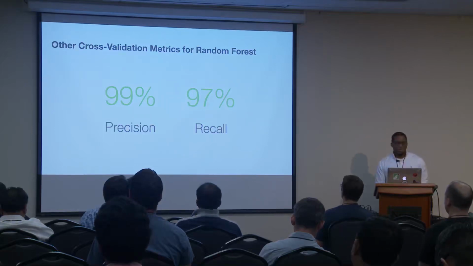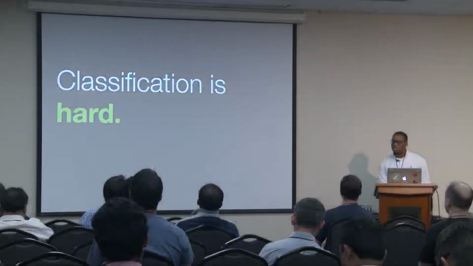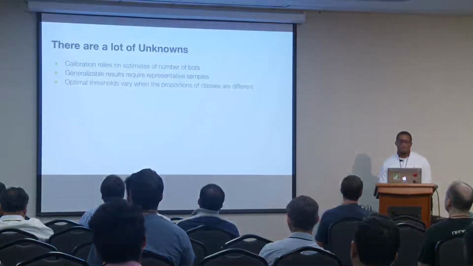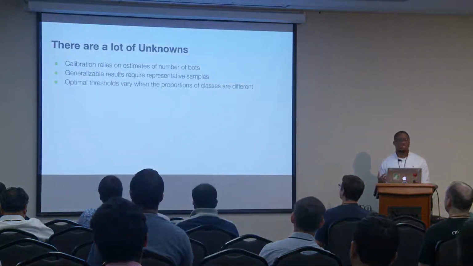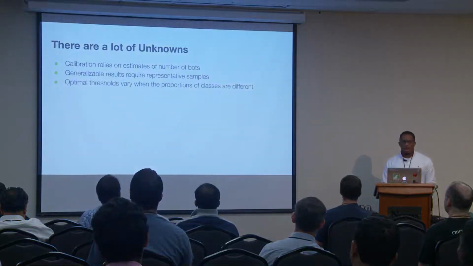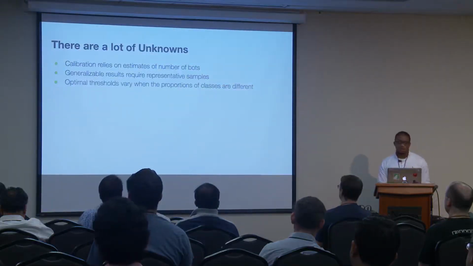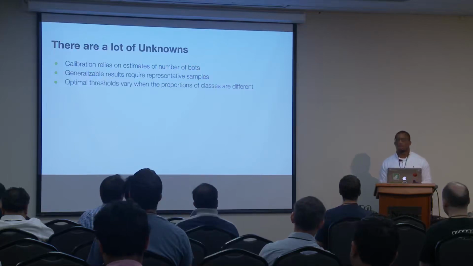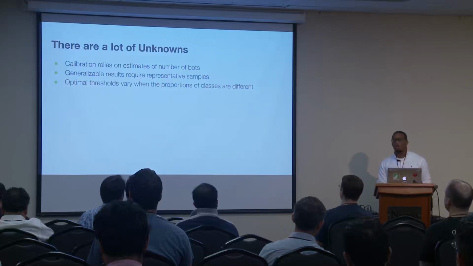But what I want to make sure that I drive home is that classification is very difficult. And moreover, there are a lot of unknowns. So unfortunately, we do not know the true percentage of bots that are on Twitter's platform. And that makes some of the finer details of classification difficult. So calibration, and I'll break this down a little bit. Calibration means if you give a particular account a 75% chance of being a bot account, if you were to label 100 accounts with that 75% probability, you'd want 75% of them to actually be bots. That's really hard if you don't know the true percentage of bots that are on Twitter's platform.